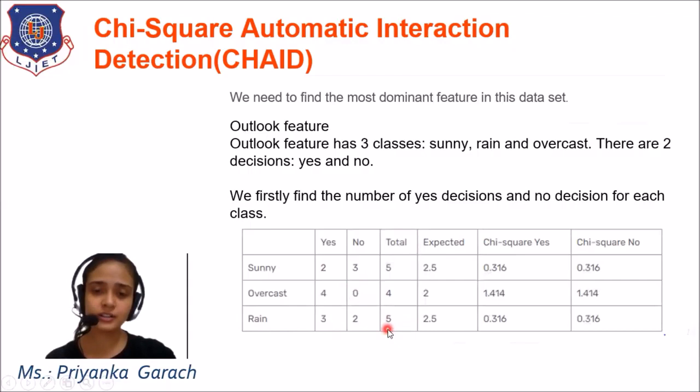So what is this total? This total came from combining these two values, yes plus no: 2 plus 3 is 5, 4 plus 0 is 4, and 3 plus 2 is 5. What are these expected values? The expected value is half of the total: 5 divided by 2 is 2.5, 4 divided by 2 is 2, and 5 divided by 2 is 2.5. Now I have to calculate the chi-square value.